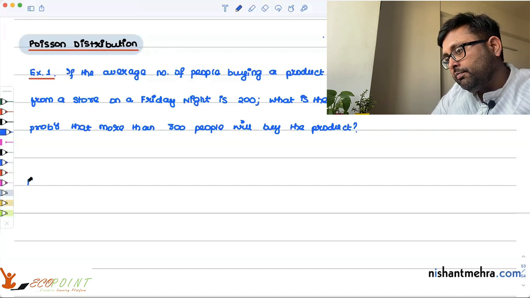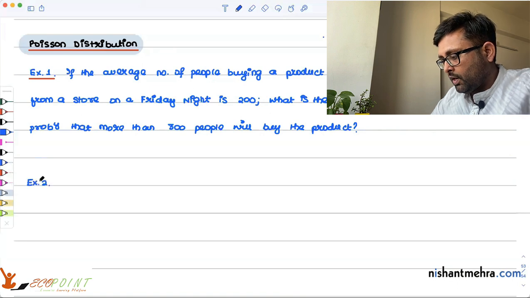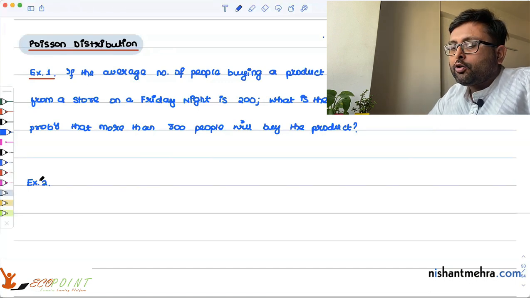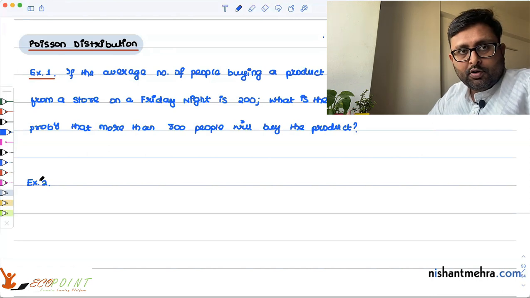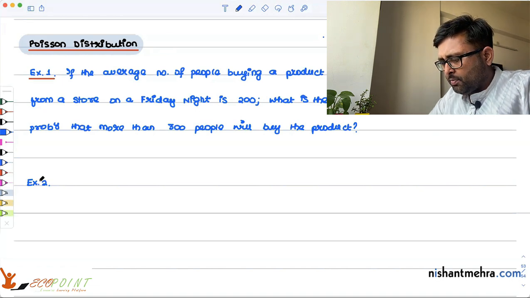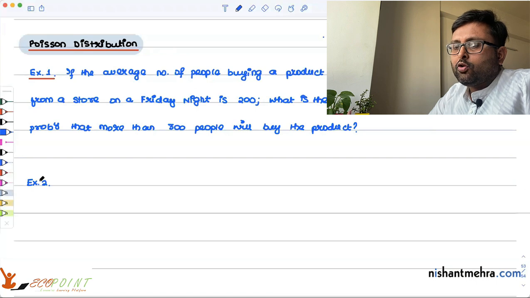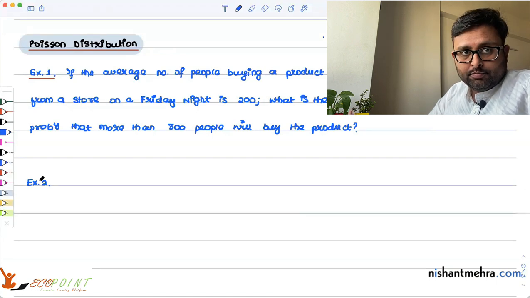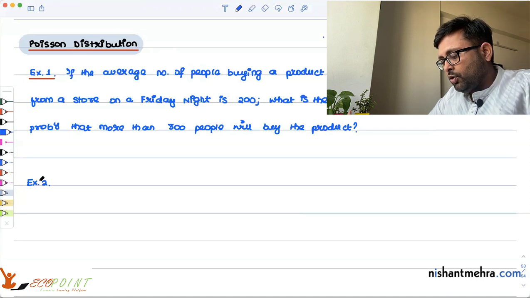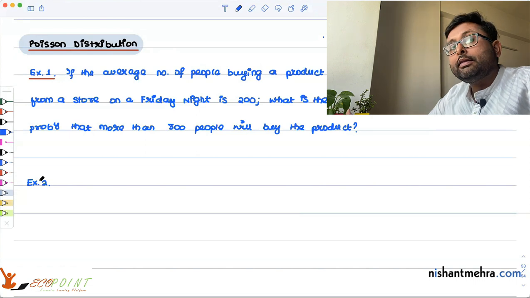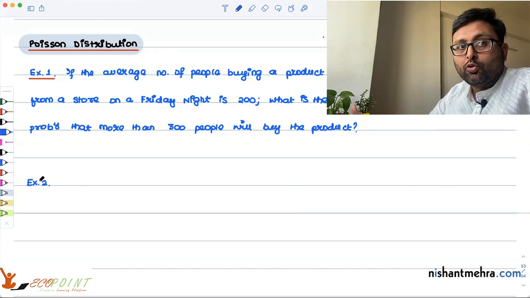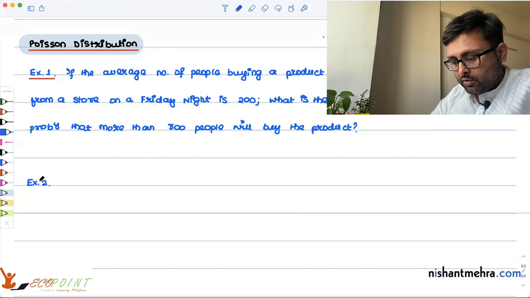Another example could be, for example, you are running a call center, right? And you are getting a certain number of calls per minute or per hour or whatever. And there are certain calls which require more than 20 minutes to handle, right? So you can calculate the maximum number of calls using Poisson distribution. You can actually calculate the maximum number of calls per hour that might come, which are going to require more than 20 minutes of customer service, right?